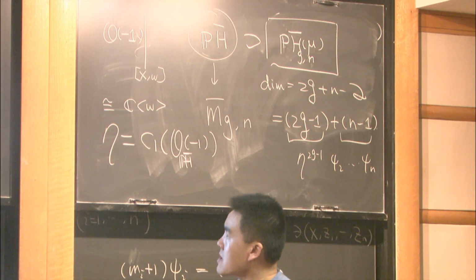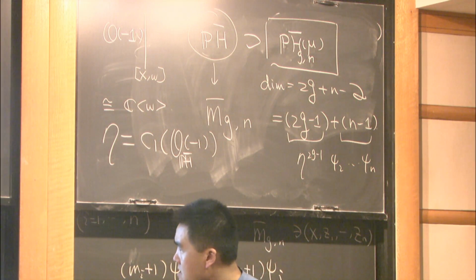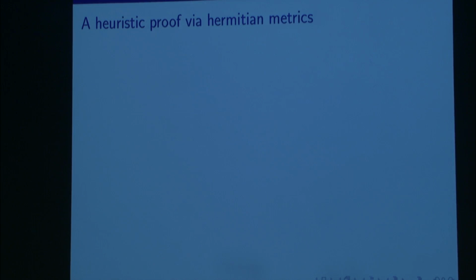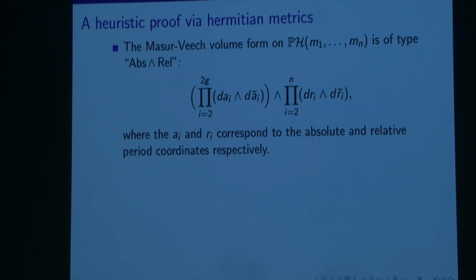Let's just do the heuristic argument and let's finish the talk. This is the best part I like. The heuristic argument via Hermitian matrix. So let's recall the volume element on the strata. Because now I projectivize it, modulo C star, I'm actually losing one local coordinate. Originally I have 2g plus n minus 1. Now I have 2g plus n minus 2.